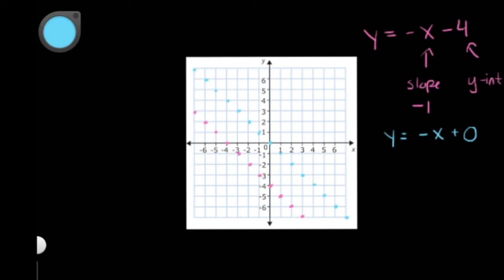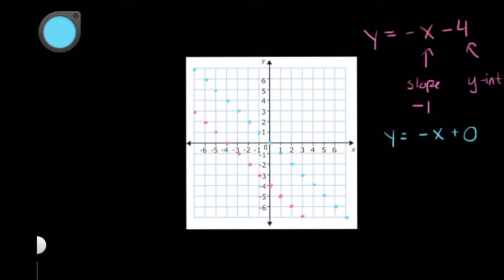Okay. So we have two lines now, and you can see that they're parallel lines. We know that they're parallel because they have the same slope. Even if you were just looking at these two equations of lines, y equals negative x minus 4 and y equals negative x with a 0 y-intercept, we know that these two lines are parallel because they have the same slope.